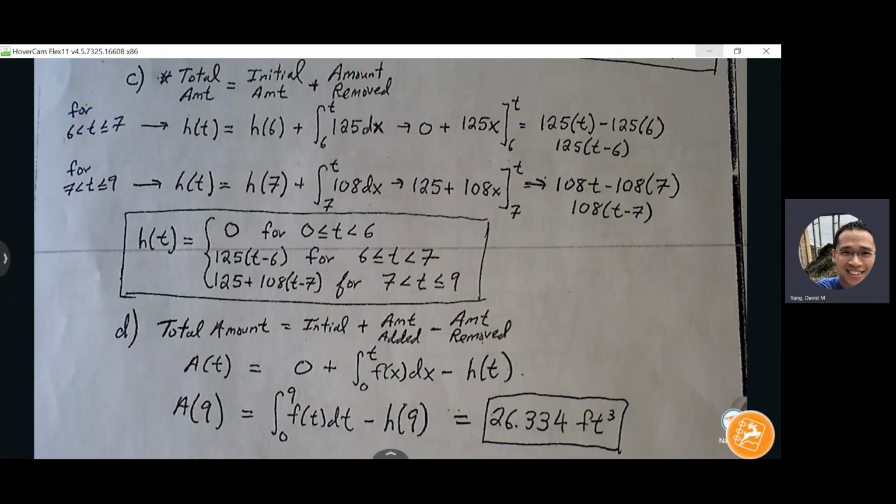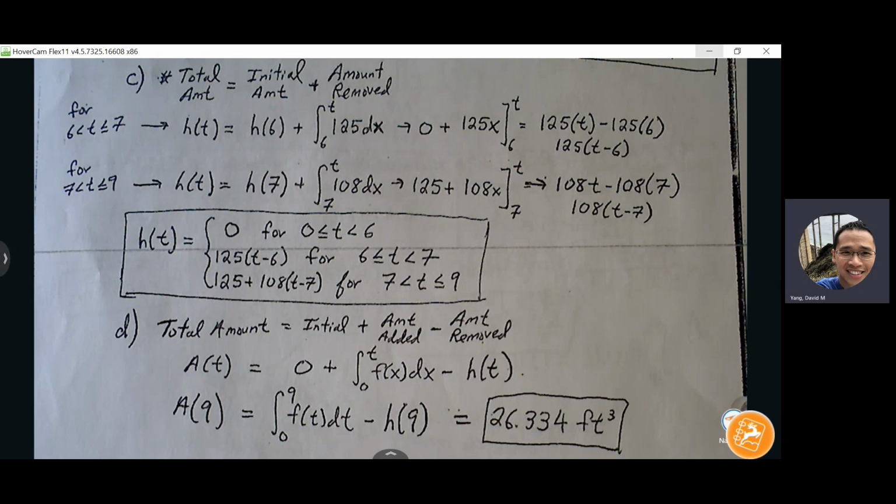So we know that in terms of how much snow is on the ground, there's none to begin with. The amount added is the integral from 0 to t of f of x, and so it will tell us how much snow has been put on the ground at any moment in time between 0 and 9. And then the amount removed, this h of t, is going to give us exactly how much Janet has accomplished.